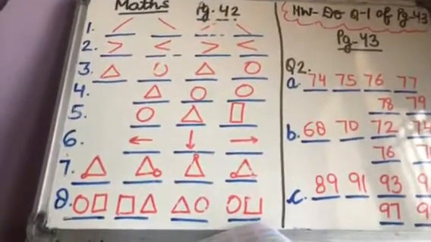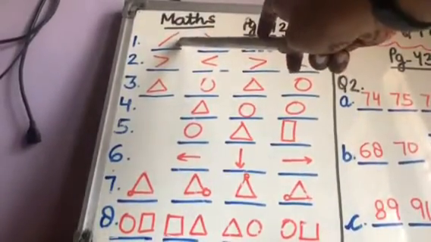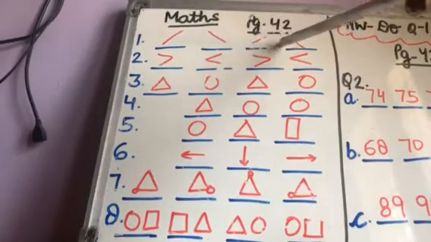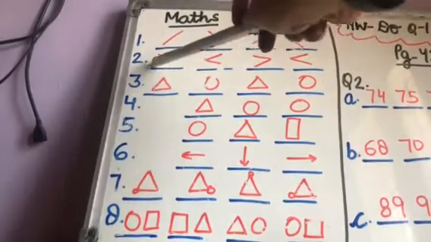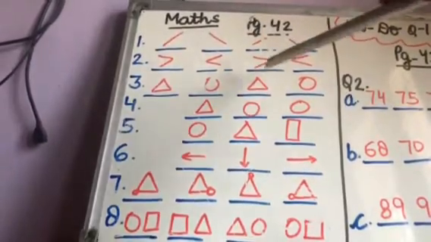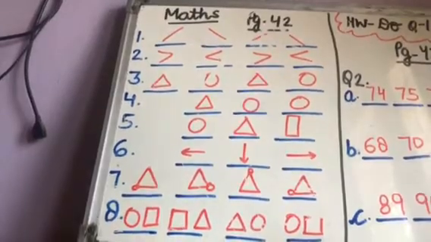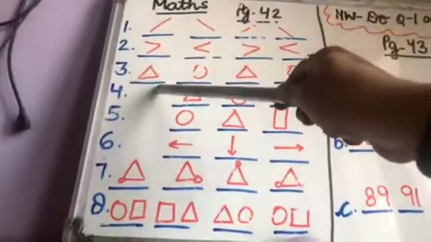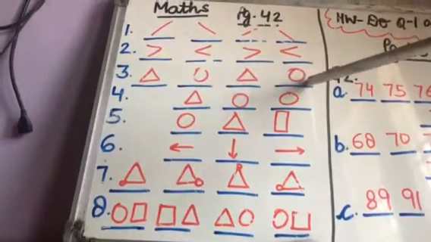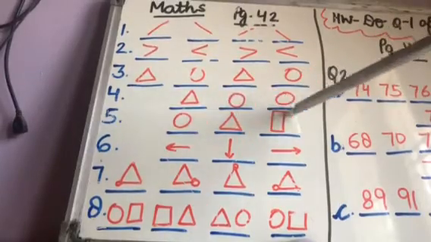So the first one is, there is a slanting line towards right, then towards left, then towards right, then towards left. Then there is an open mouth at left side, then right side, then left side, then right side. Right, on number 3 we have the triangle, then the circle, then triangle, then circle, and on the 4th we have a triangle and then 2 circles.